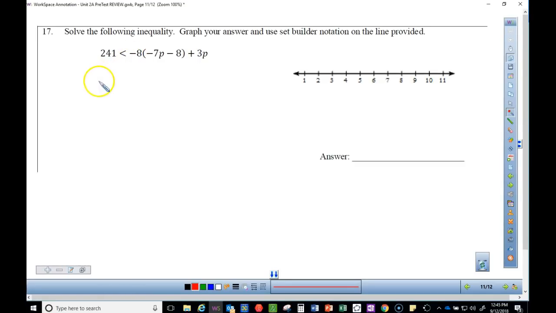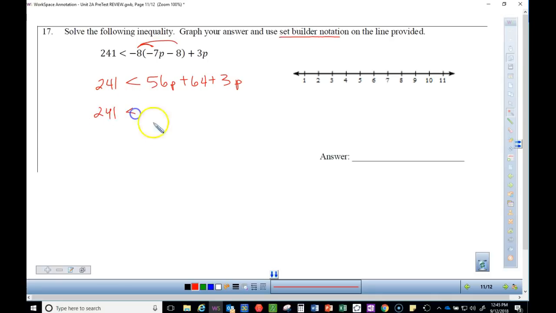All right, big number there. 241 is less than, we're distributing the negative 8. So negative times negative will be positive 56p. And then positive 64 plus 3p. And again, I'm just noticing we're going to use set builder. Okay, so we've got 241 is less than. When I combine like terms, I've got 56p and 3p. And it says adding, so 59p plus 64.